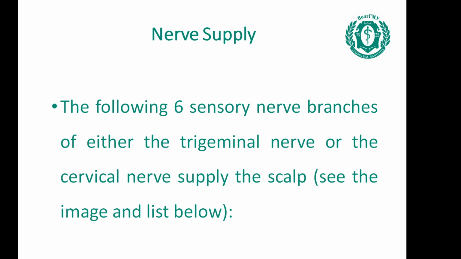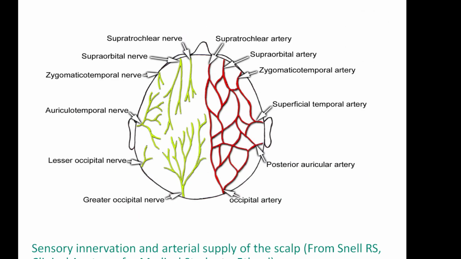Nerve supply. The following 6 sensory nerve branches of either the trigeminal nerve or the cervical nerve supply the scalp. On this picture, you can see those nerves. The anterior aspect of the calvaria is supplied by the supratrochlear nerve, supraorbital nerve, and a small side by the zygomaticotemporal nerve. The lateral aspect is supplied by the auriculotemporal nerve, and the posterior or occipital part is supplied by the lesser occipital nerve and the greater occipital nerve.